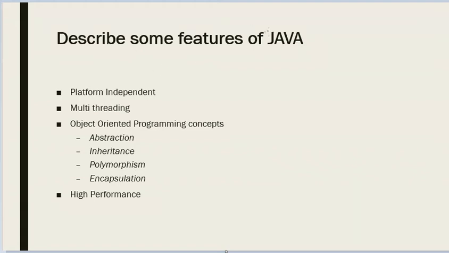Okay, so what are some of the main features of Java? Of course, the most important is the platform independent feature of Java. Java is platform independent, unlike many of the other programming languages that we know. Doesn't matter Python, C++, Visual Basic, C#, whatever.